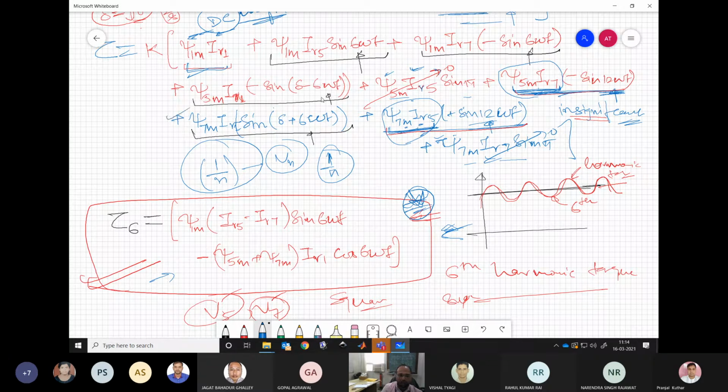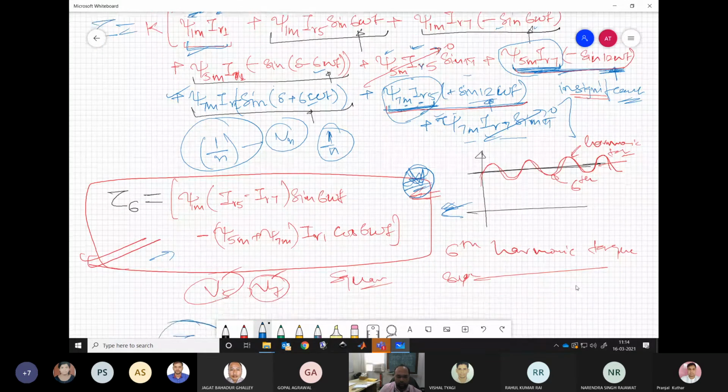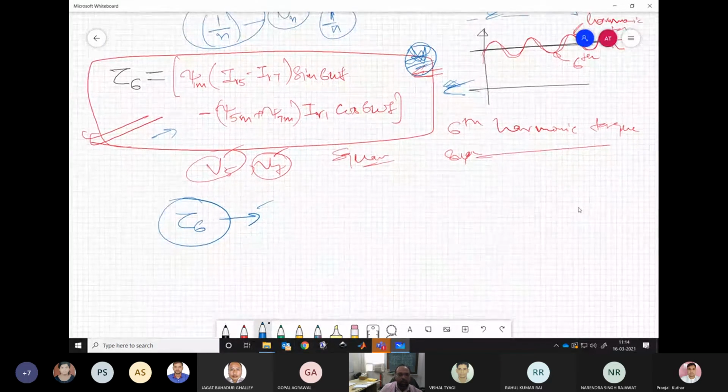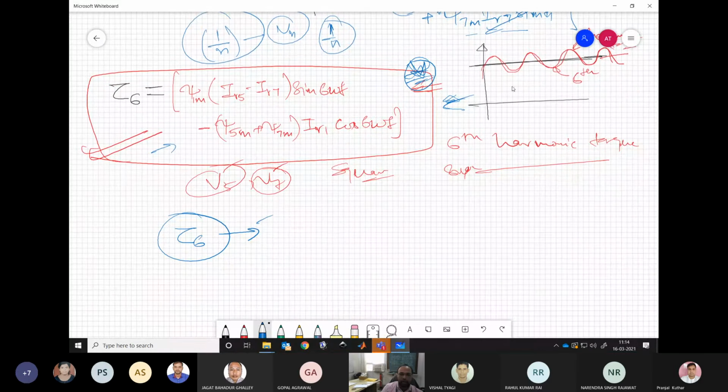Then we are left with the components which have a 6 omega t component. So this is what is called the 6th harmonic torque, because it has an oscillating, or you can say pulsating, frequency of 6 omega. So it sits something like this on the DC component. For a 6-step operation or a square wave mode operation, this is the most dominant component in any motor drive, I mean in the induction motor drive in open loop.